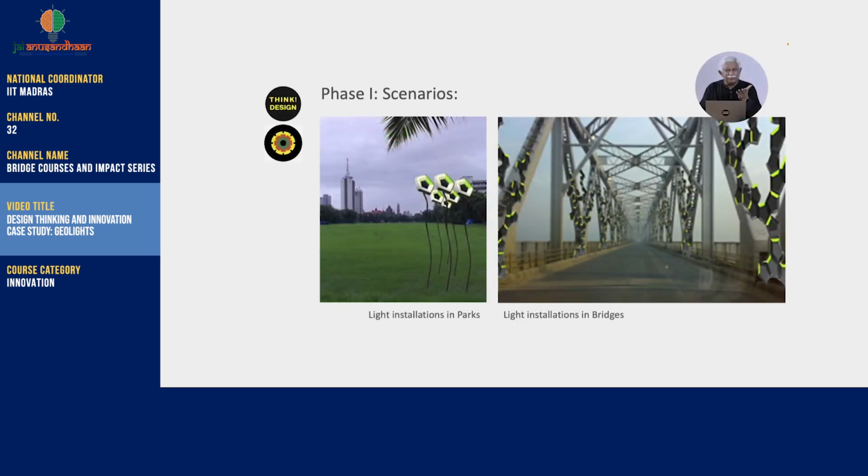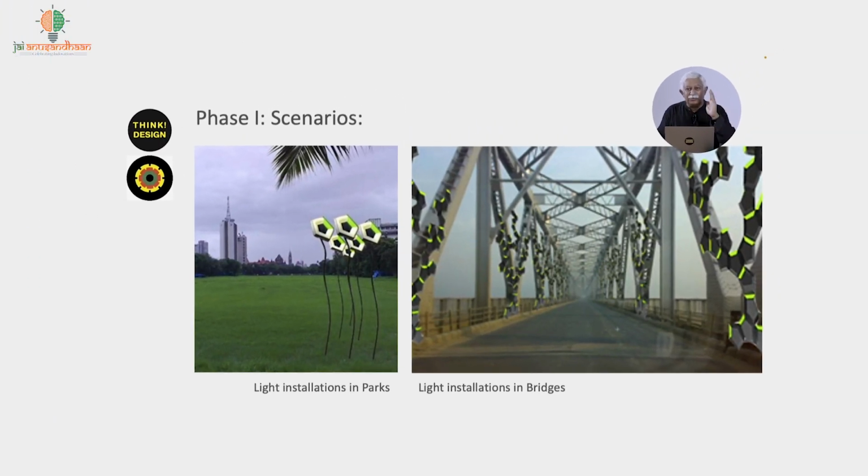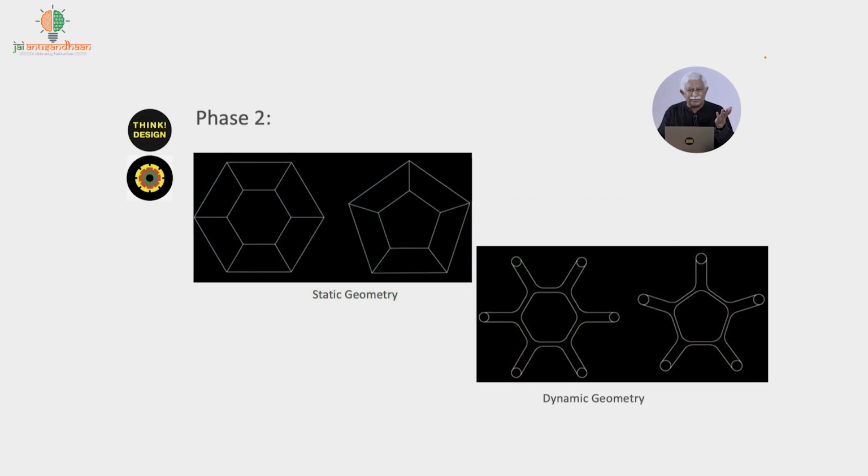Or you can put it in an installation in a park, or it could be lighting the bridge itself, the two sides. You can see that these are geolights, in different variations, put on two sides of the bridge itself. So, these are scenarios. Of course, the basic geometry can be changed into different numbers of sides, and the extension of it can also be interesting. So, this has 6 arms and that has 5 arms. So, it is a dynamic geometry that you can create out of that.